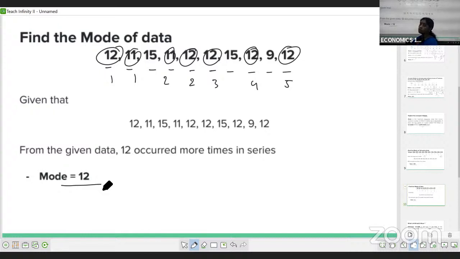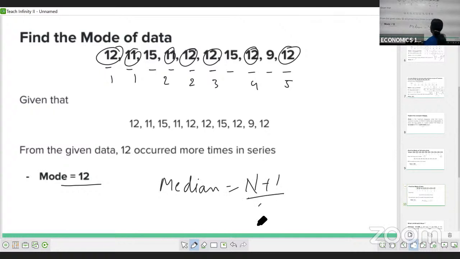So it is simple to calculate the mode, and so simple to calculate the median also. For the median, you just have to remember the formula, that is (n plus 1) divided by 2. Whatever you get, that item is the answer.